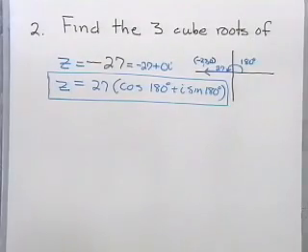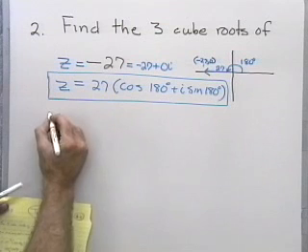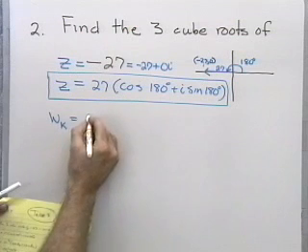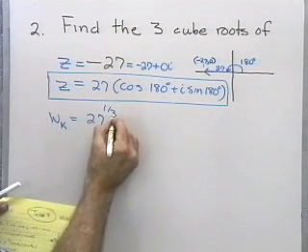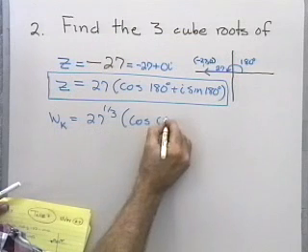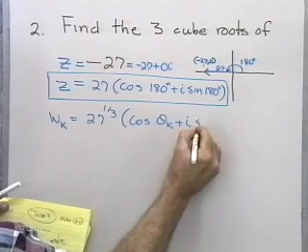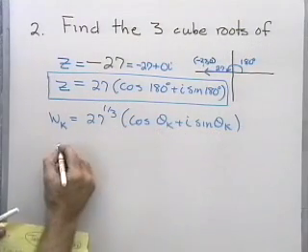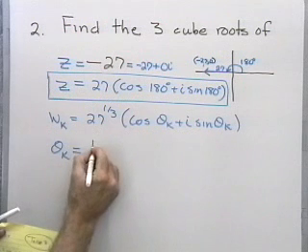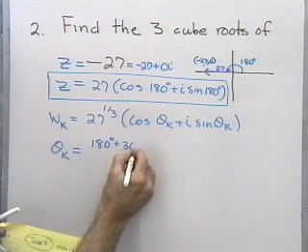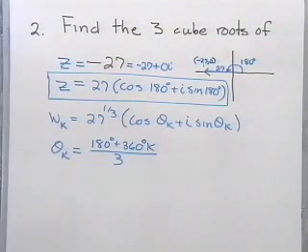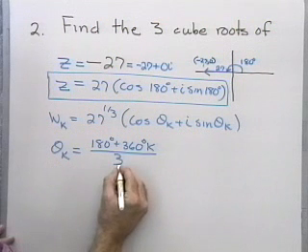So using the formula then, I have w sub k, where k will take on different values and give me the 3 cube roots, will be 27 to the 1/3 times cosine of theta sub k plus i sine theta sub k, where theta sub k is the angle (180 degrees plus 360 degrees times k), all divided by 3. And then k will take on these values 0, 1, and 2, up to the smallest integer less than 3.